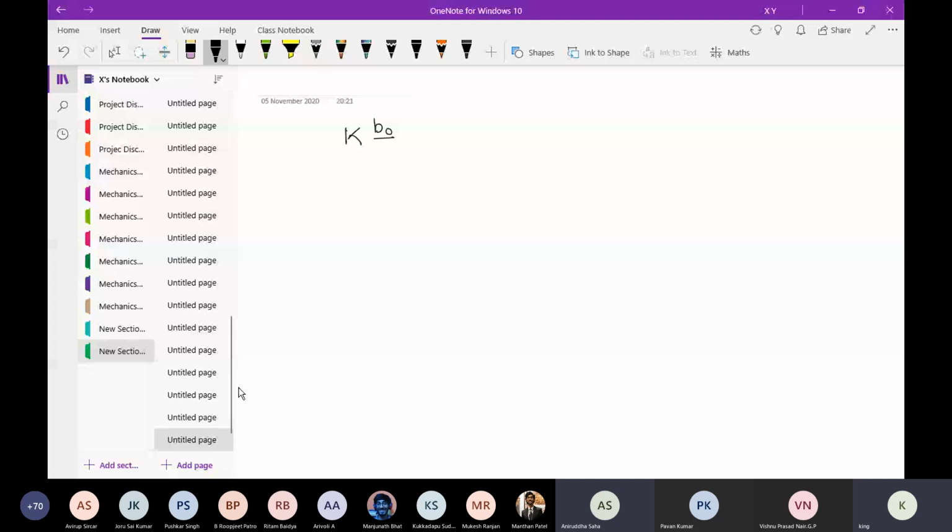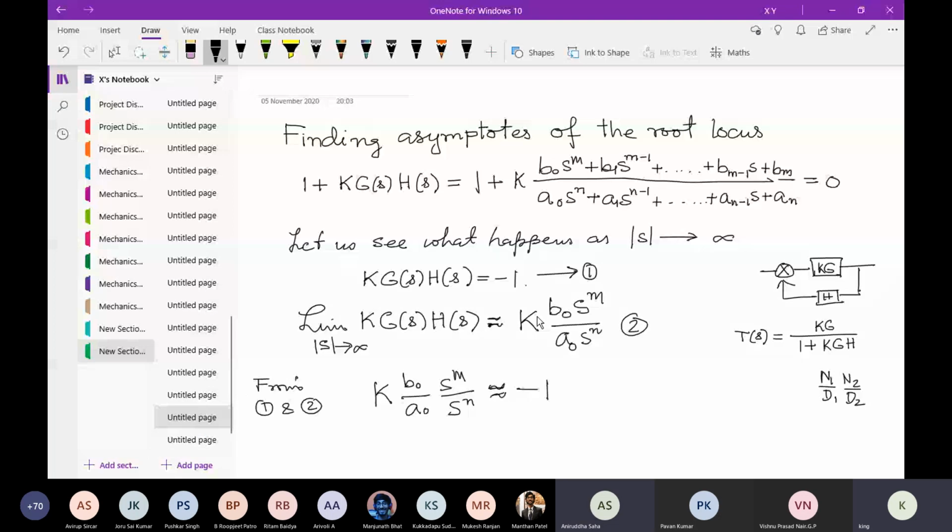Yeah, Anirudh, yes, I couldn't hear you. Sir, I said that equation 1 doesn't necessarily need to be satisfied at s tends to infinity. It is just satisfied at every root, right? It's satisfied everywhere. This is an approximation. So this approximation is also approximately satisfied everywhere.